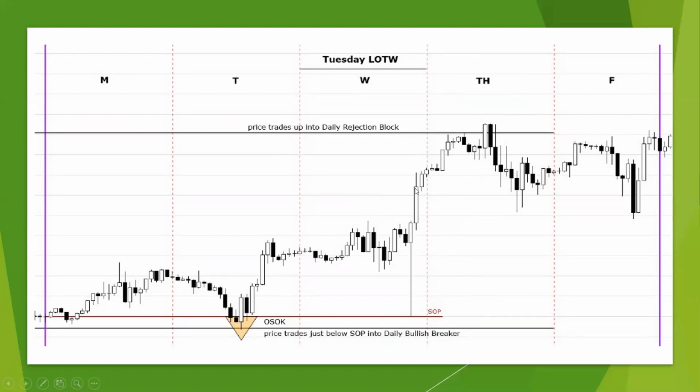turtle soup, right, you will take partials. You don't have to have your whole trade on the whole week, right? You wanna make sure you're always securing profits because you can't go broke taking profits.